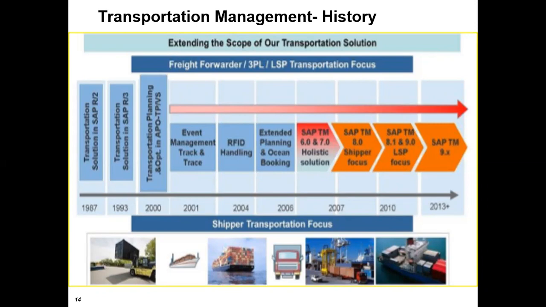Next is the extended planning and ocean booking. So now we have gone to the ocean management, because for any global supply chain we need to involve ocean and seas. We need to involve ships and vessels. For this matter, we have also involved the ocean bookings for the ships.